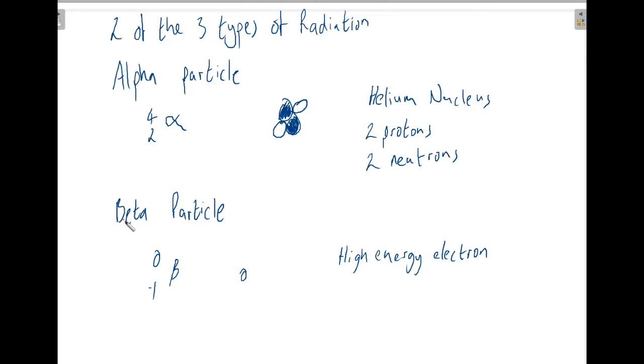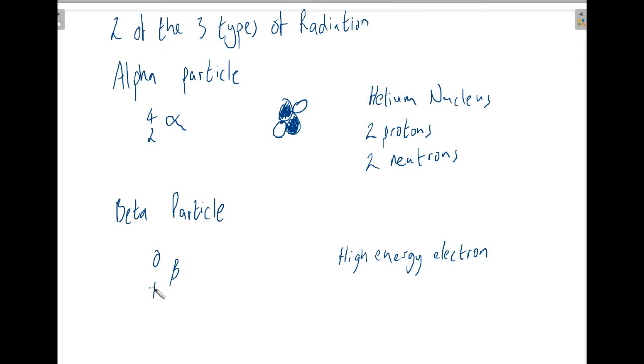Then there's also a beta particle. The beta particle is given 0, -1. It's -1 because it's an electron. It's this high energy electron. I've just drawn it as a dot here, but you can just think of it as a particle or an electron. If you remember that it's an electron, that's perfect. That's all you need.